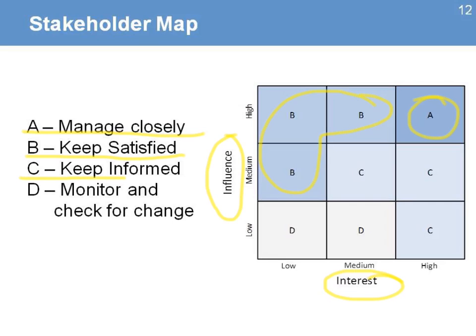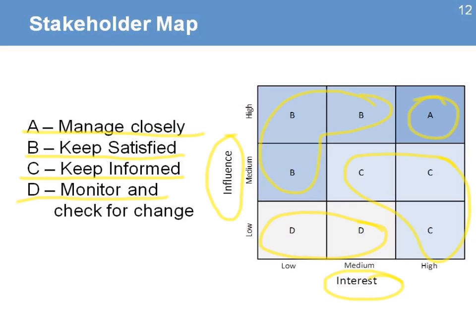The other group is group C, you keep them informed. Notice that the level of influence is not that high, so you don't need to spend much time, but you keep them informed with regular reports or information about the project. And the last one is the group D. That is the group that you don't need to spend much time on.